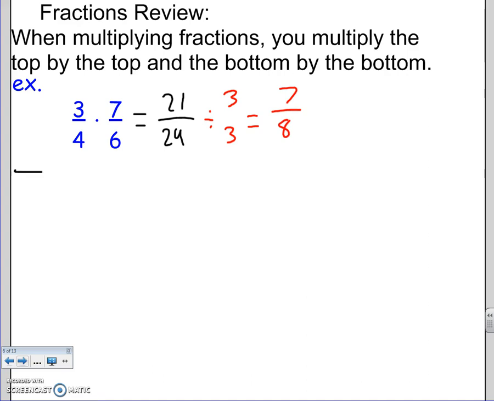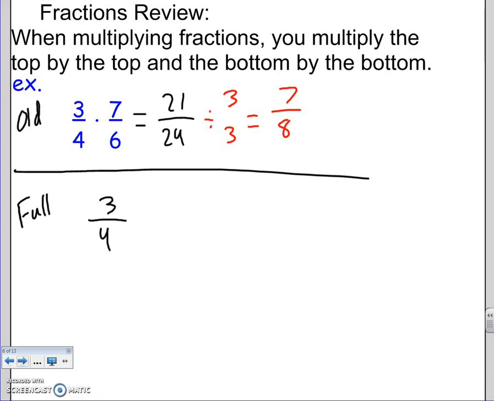All right, now again, that was the old way because we knew we could just divide by 3. We should do it the new way, just like I did before. So that was old. Here's the full or complete way. If you have this, you're going to find the factors again. So 3 is just 3, that's easy. Times 7, nothing there. 4 is just 2 times 2. And 6 is 2 times 3.